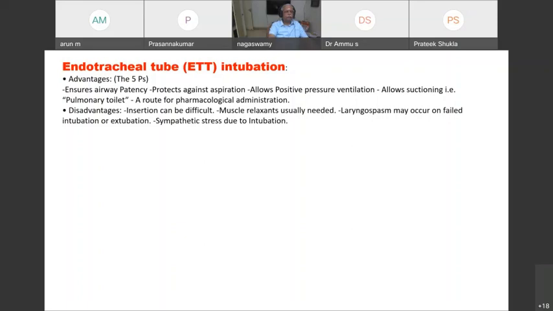8 or 8.5, 8 to 9 millimeter internal diameter. That should be the correct, complete answer. Okay, don't just say 8 or 9. Between 8 to 9 millimeter internal diameter tube for an adult male. For a female, 7 to 8 millimeter internal diameter. For pediatric patients, how do you decide the size?